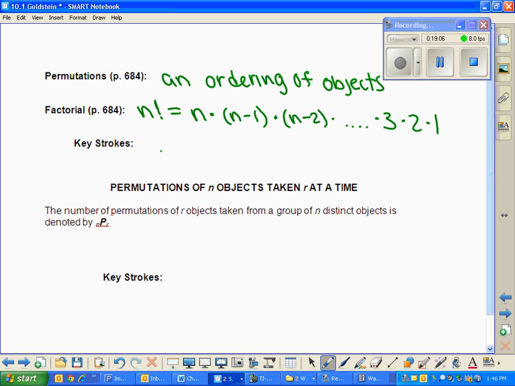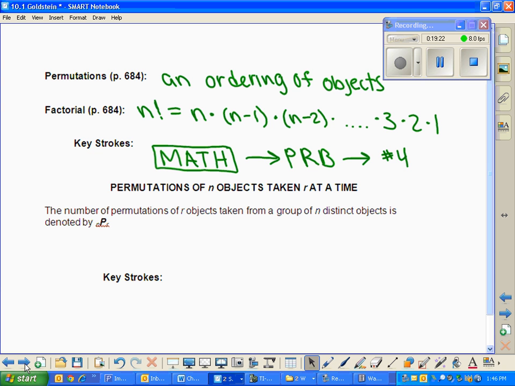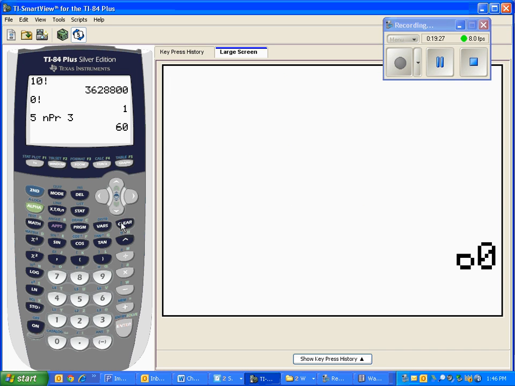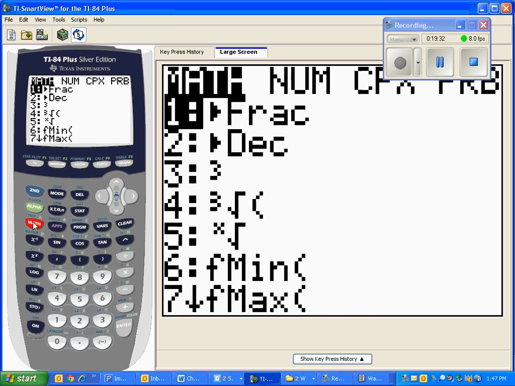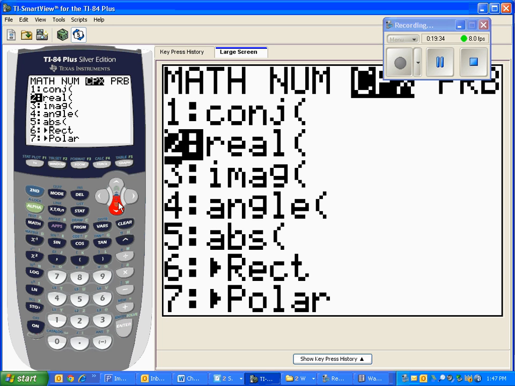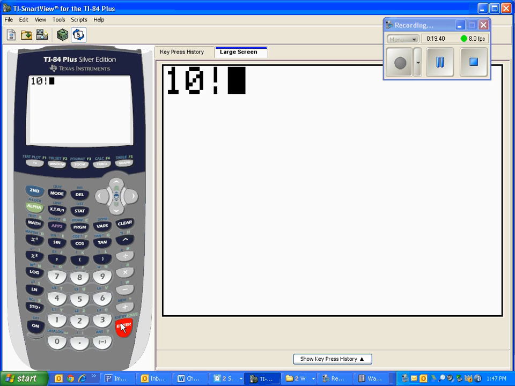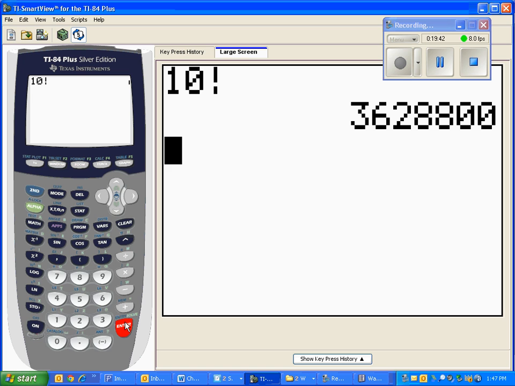The keystrokes in your calculator for this: you go to math, then you scooch on over to prob, and it is option number 4. So we'll jump over there and do some of that. Why don't we do 10 factorial? That's what it should look like.